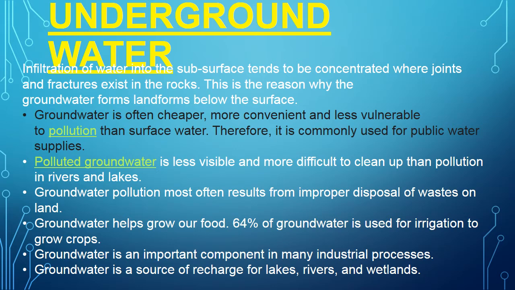Groundwater is often cheaper, more convenient, and less vulnerable to pollution than surface water. Therefore, it is commonly used for public water supplies. As groundwater is inside the earth's surface, it is largely free from pollution. It is more convenient, its cost is very cheap and it is less polluted. Because of that, groundwater is basically used for public water supplies.